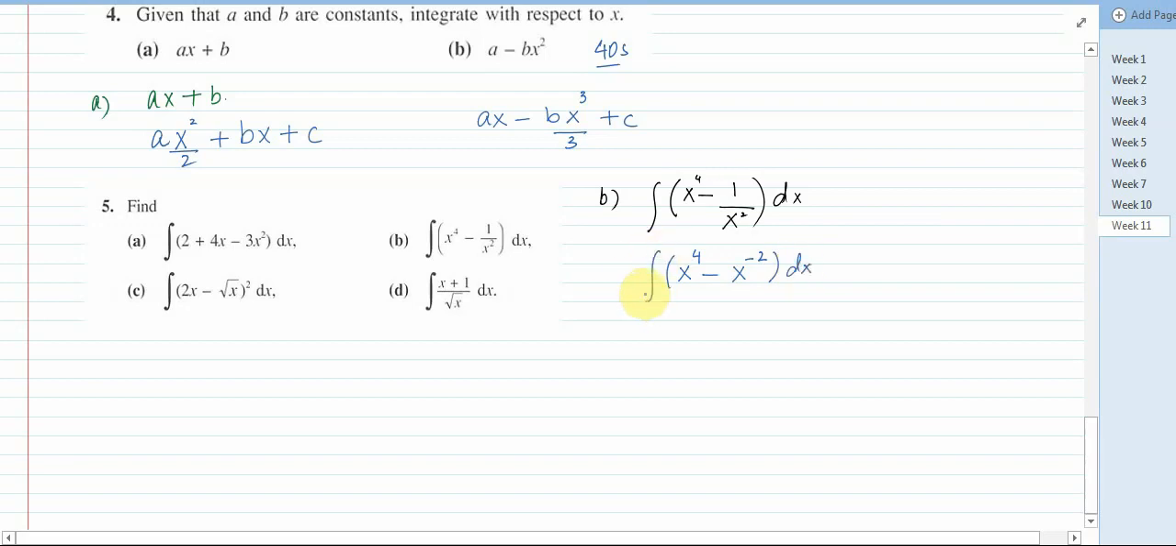So the integral of x⁴ is x⁵ divided by 5, minus the integral of x to the power minus 2, which is x to the power minus 2 plus 1, it's minus 1, divided by minus 1, and then plus c. So the final answer will be x⁵ divided by 5 plus 1 over x, because x to the power minus 1, I shift it in the denominator, and plus c. So that is your answer.